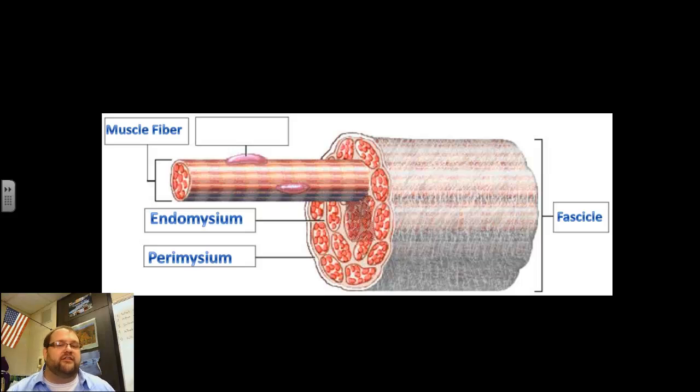So each of these little things inside of a fascicle, so now we're just looking at a fascicle, each of the things inside of the fascicle are individual muscle fibers. And these muscle fibers are essentially muscle cells, and they each have nucleuses, or nuclei, and they are multinucleated. So these muscle cells are going to have many nucleuses.